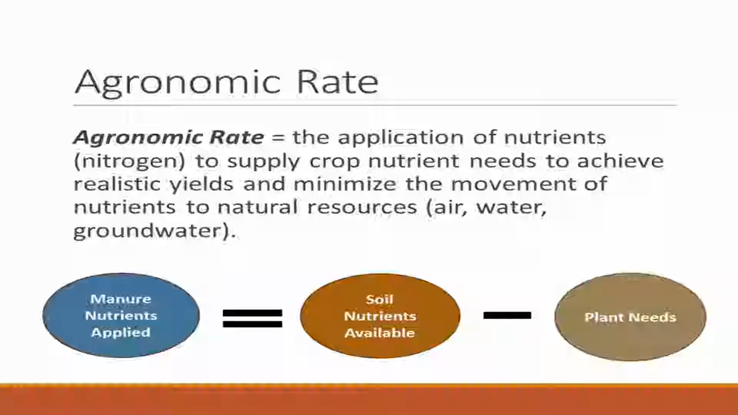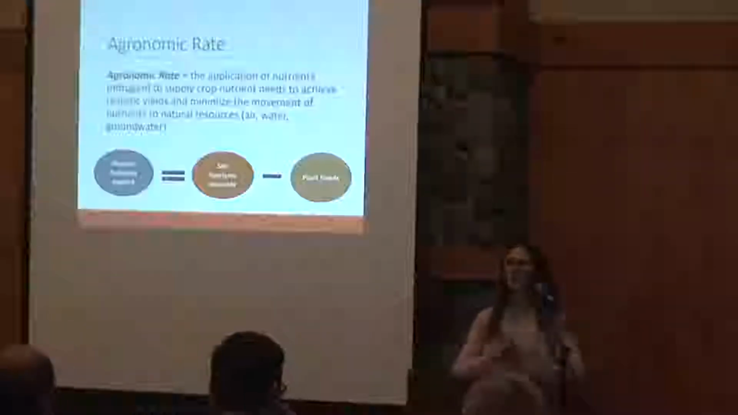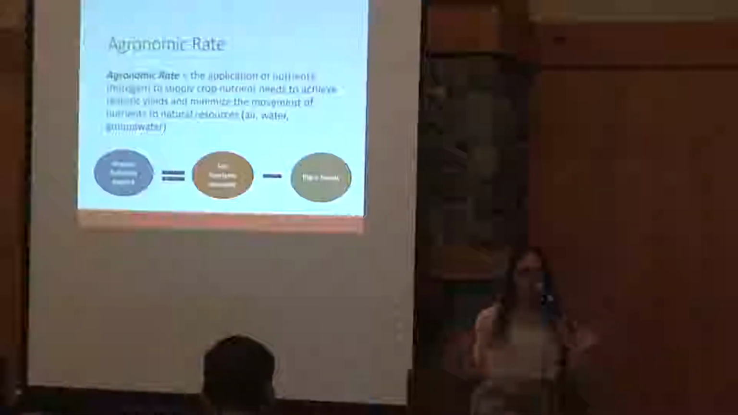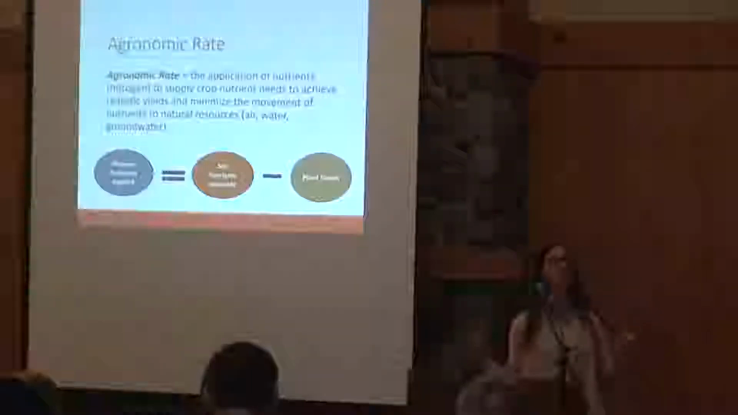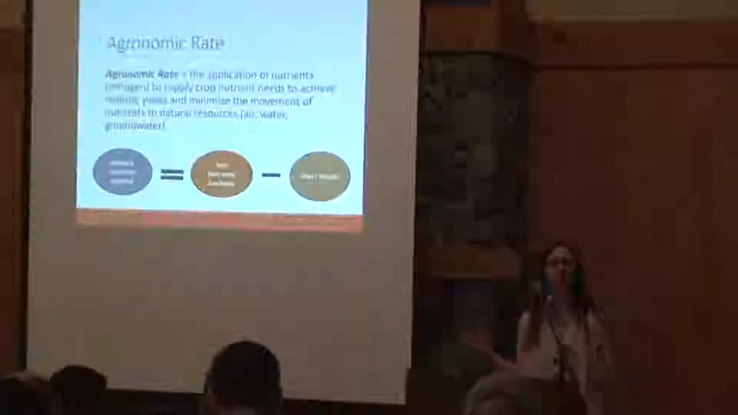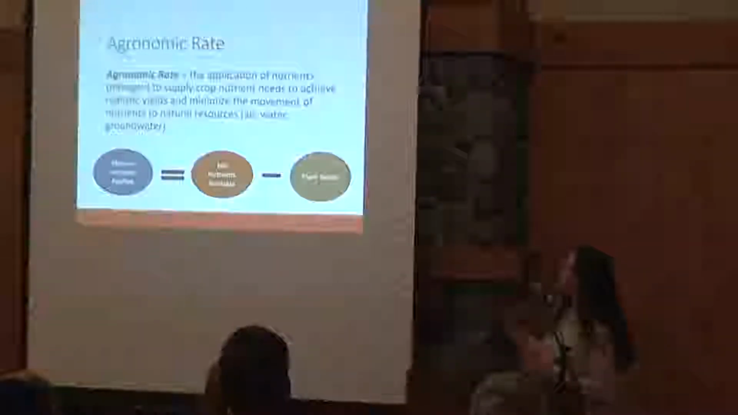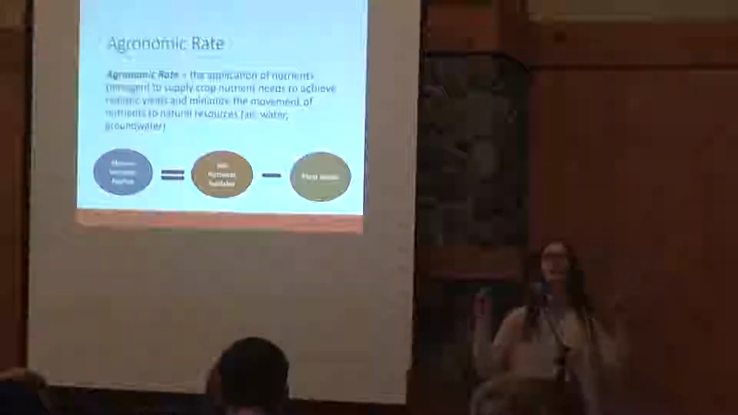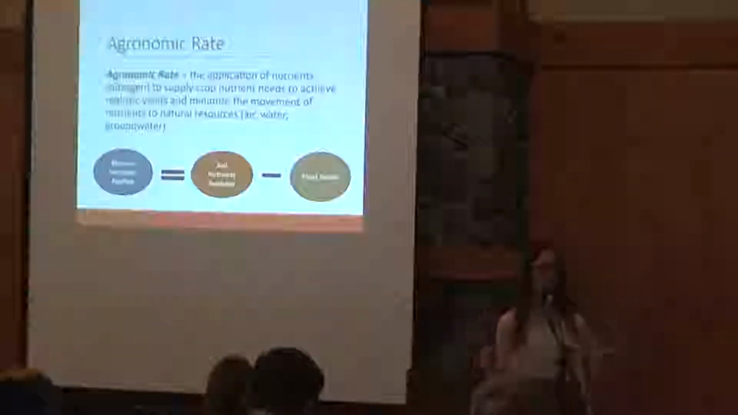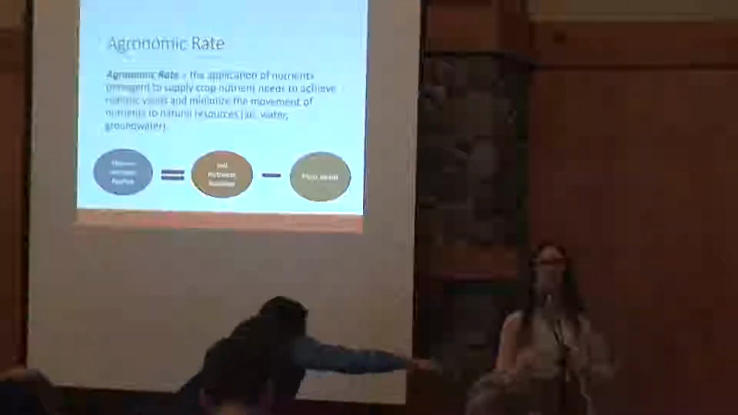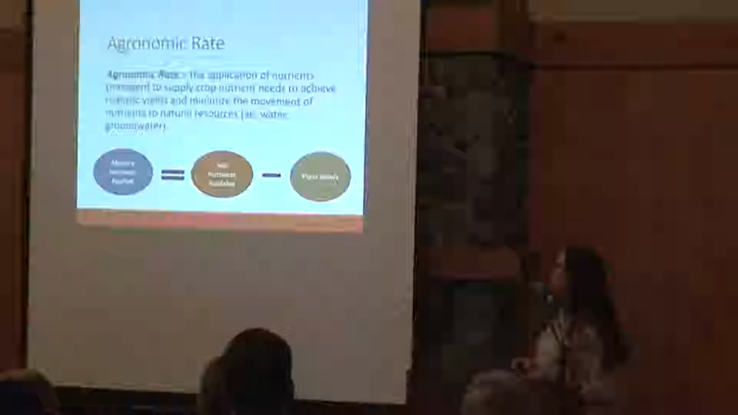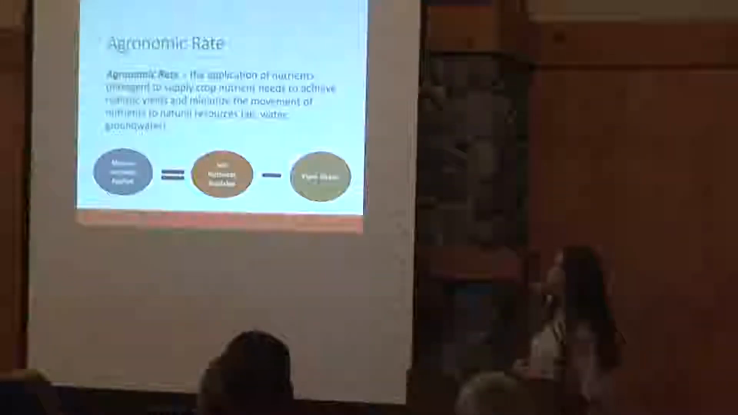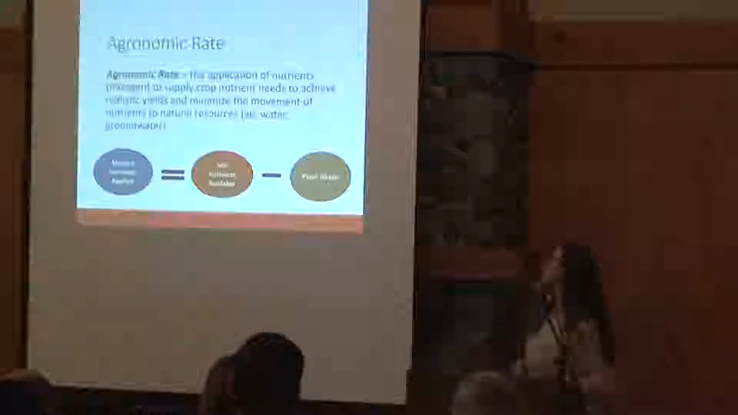Specifically what this is, and you've probably heard about this in your record keeping or otherwise, no matter what kind of crop you grow, you've probably heard about putting on a, quote, agronomic rate. What this is, it's the application of nutrients, and we typically balance via nitrogen, no matter what we're putting out. That tends to be what we focus on, to supply crop nutrient needs to achieve, a key word here, a realistic yield. So it's really important to know what your yields should be so you can be realistic about using that value to calculate the rest of this. And that's realistic yield and minimize the movement of nutrients to natural resources.